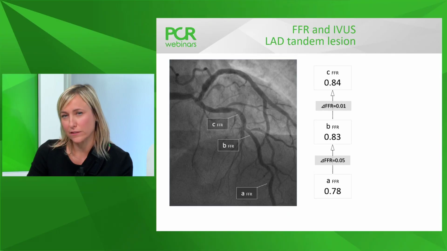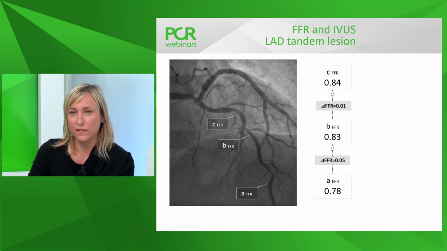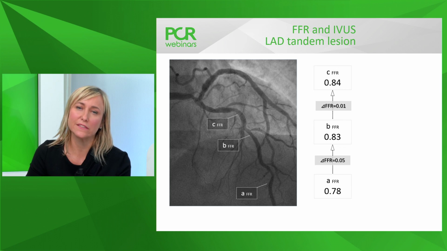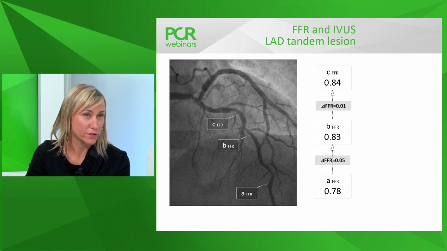Okay, so what we did is to start to evaluate the LAD with the FFR in order to evaluate the different stenosis, tandem stenosis that we have on the LAD, and no better way than functional evaluation. So we started distally, FFR was 0.78, then in the distal part, but more proximal, 0.83, and in the proximal part 0.84. But what was important is then from the 0.78 distal and the proximal distal of 0.83, the delta was 0.05, and in the proximal part only 0.01.